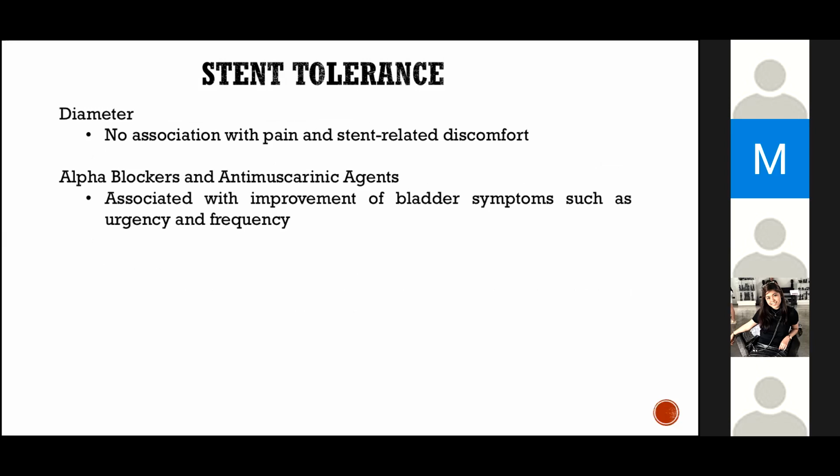So for the diameter, there was no association with pain and stent-related discomfort. And the use of alpha blockers and antimuscarinic agents was associated with improvement of bladder symptoms such as urgency and frequency.